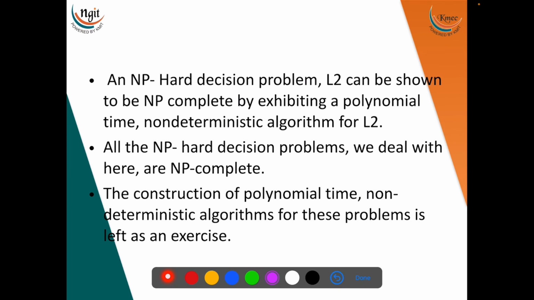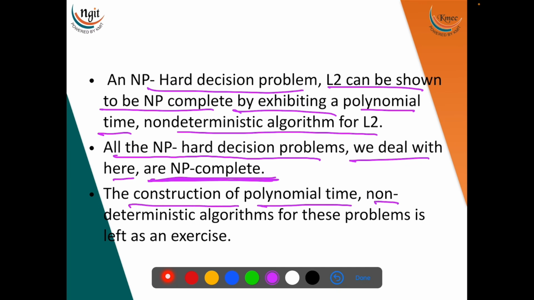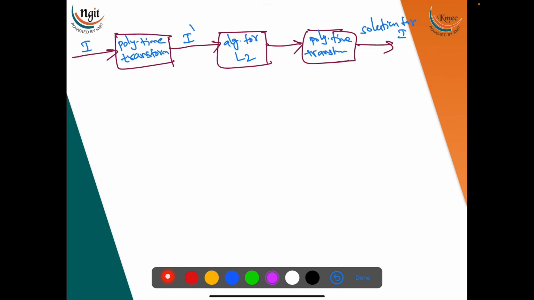Before we move to that, an NP hard decision problem L2 can be shown to be NP complete by exhibiting a polynomial time non-deterministic algorithm for L2. All the NP hard decision problems we deal with here are NP complete. The construction of polynomial time non-deterministic algorithms for these problems is left as an exercise. Now we'll do one problem.